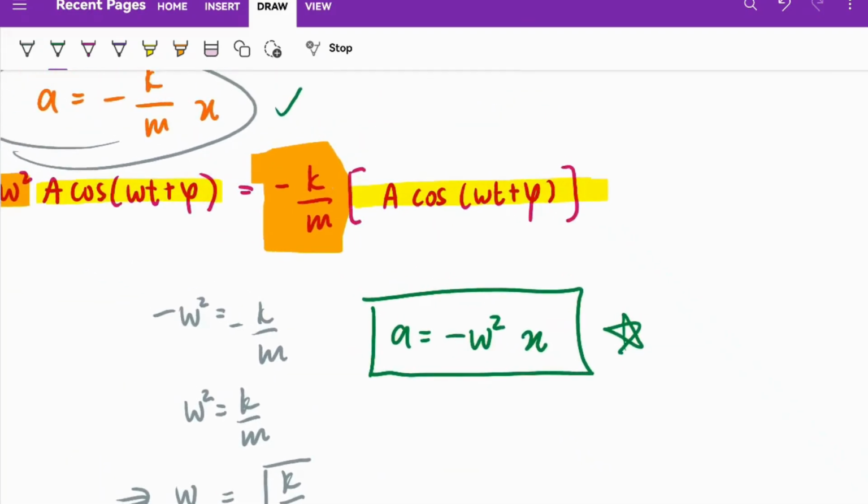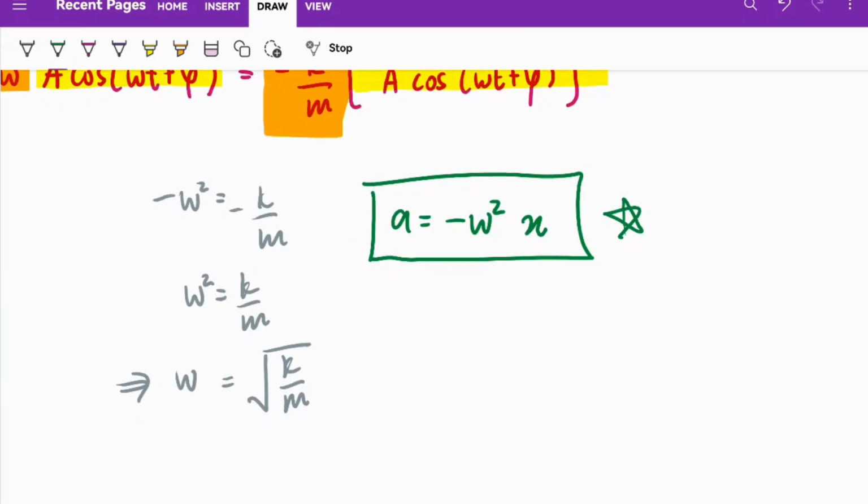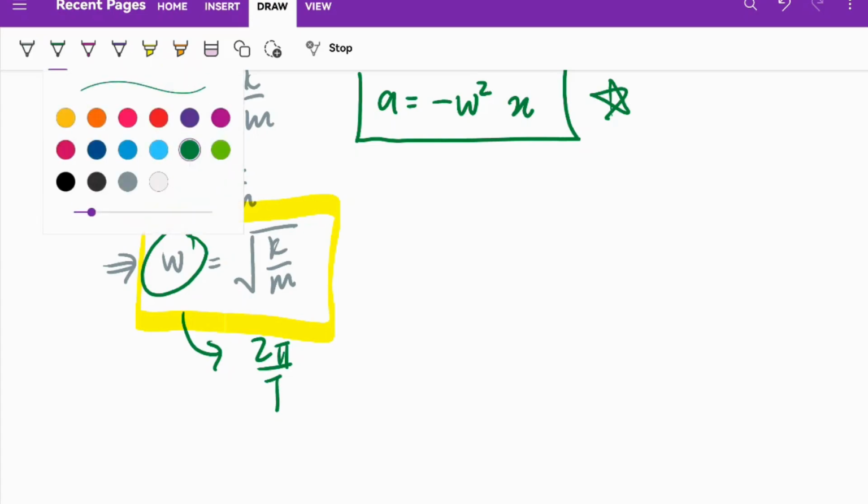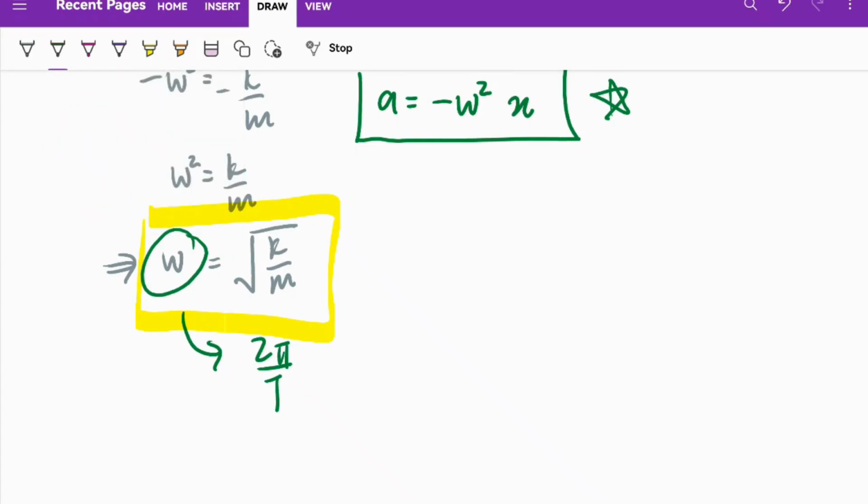Now, we have found our omega square, we have already found our constant. Is there something else we can find? Yes. Remember that omega is actually 2 pi over T for one complete cycle, right? So if we substitute this into this whole equation, we can actually find the period for our simple harmonic motion, right? Okay, so let's proceed to do that. So 2 pi over T equals the square root of k over m.